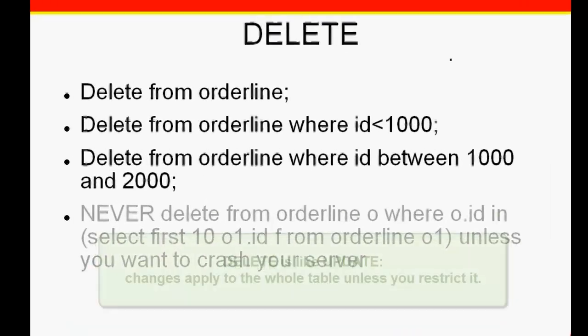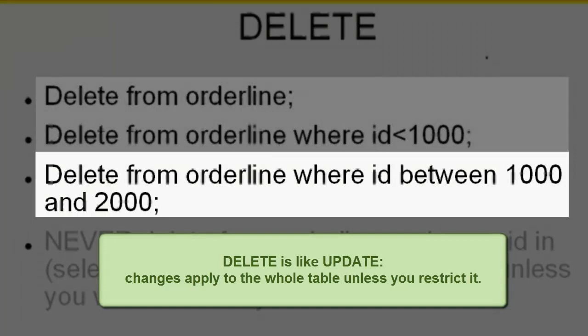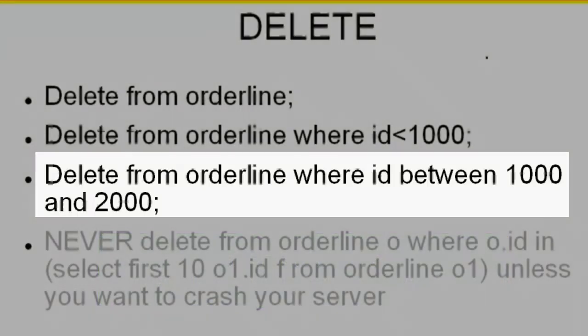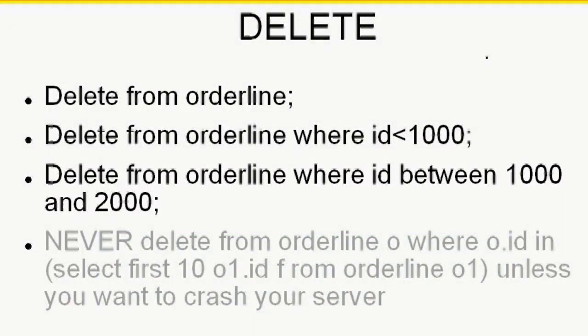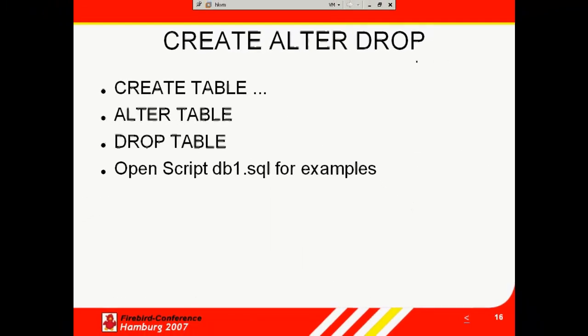Delete is a little bit like the update. It applies to the whole table unless you restrict it. Delete from order line where ID between 1000 and 2000 limits the values to a range. Be careful when defining your delete conditions. A mistake here and you will delete the wrong datasets or too many.